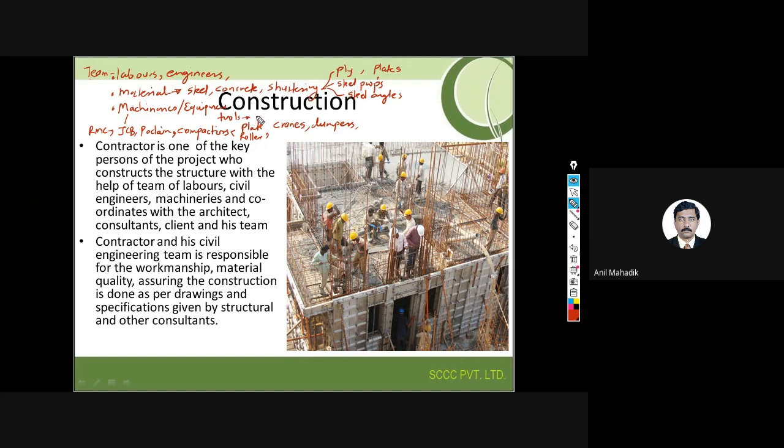The tools may be a drilling machine, cutting machine. What tools are required? Steel tape, auto level, total station, and so on. So a lot of machineries. All kinds of machineries, tools, equipments are required for construction of any project. So we discussed laborers, engineers, that is man, material, machineries. What else is required?